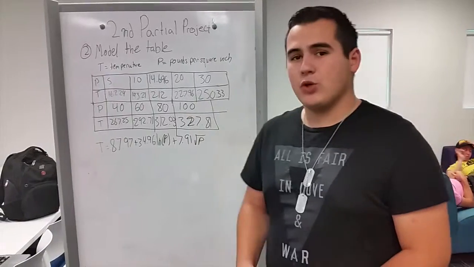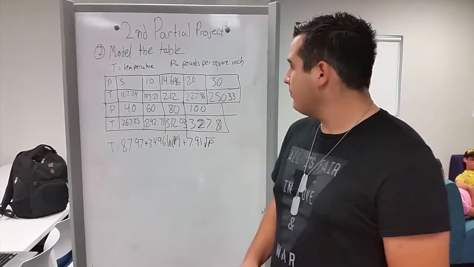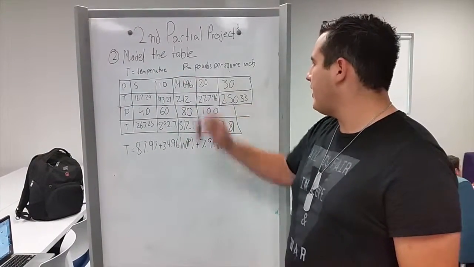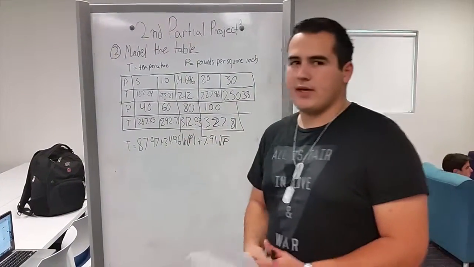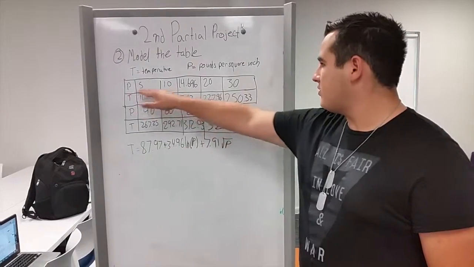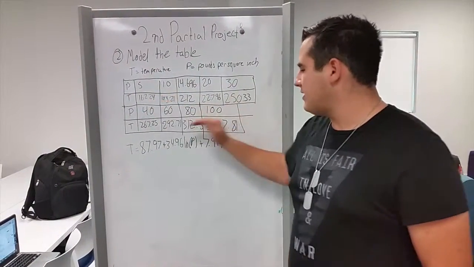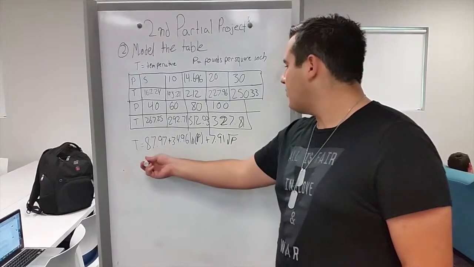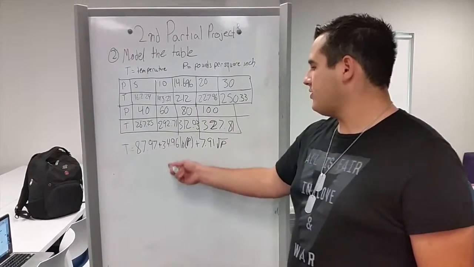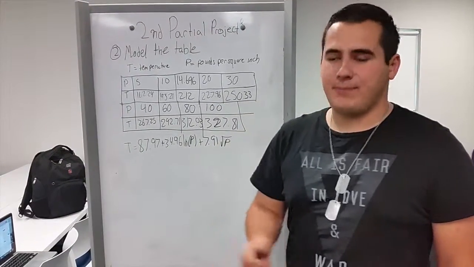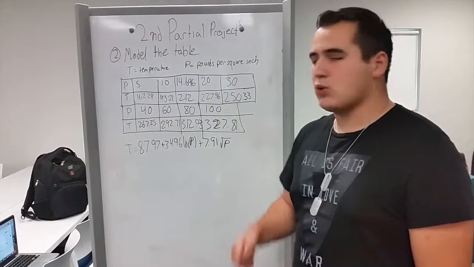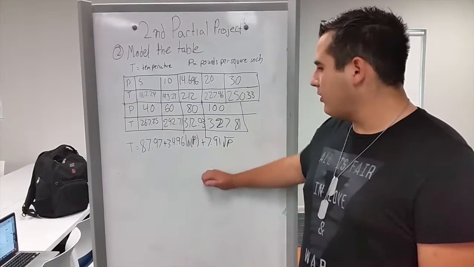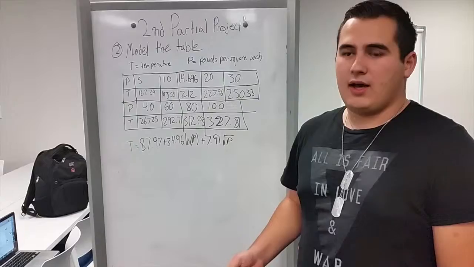So as you can see, we chose problem number 2, which is to find the correlation between the temperature and the pounds per square inch in this graph. This is P, and this is T. The equation that we're going to work with is T equals 87.97 plus 34.96 ln of P plus 7.9 square root of P. We will use a graphing utility, and we will show you later on.